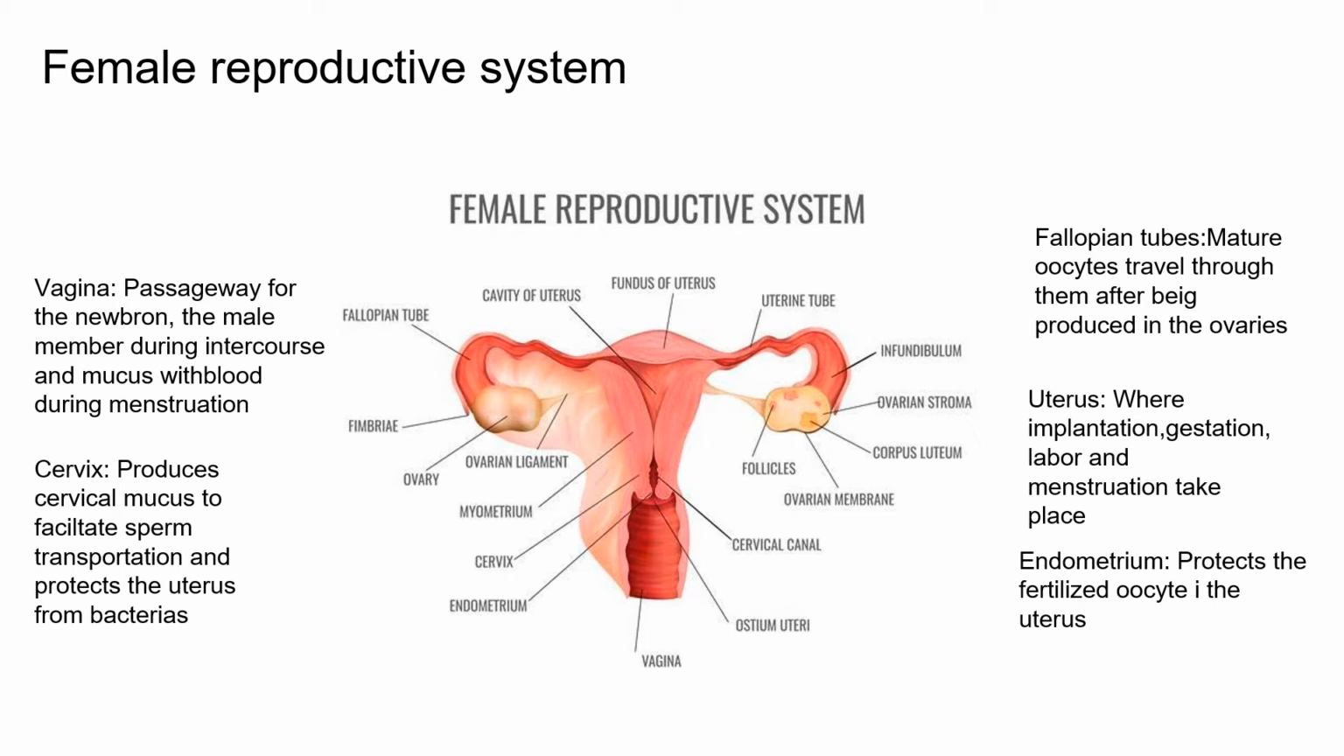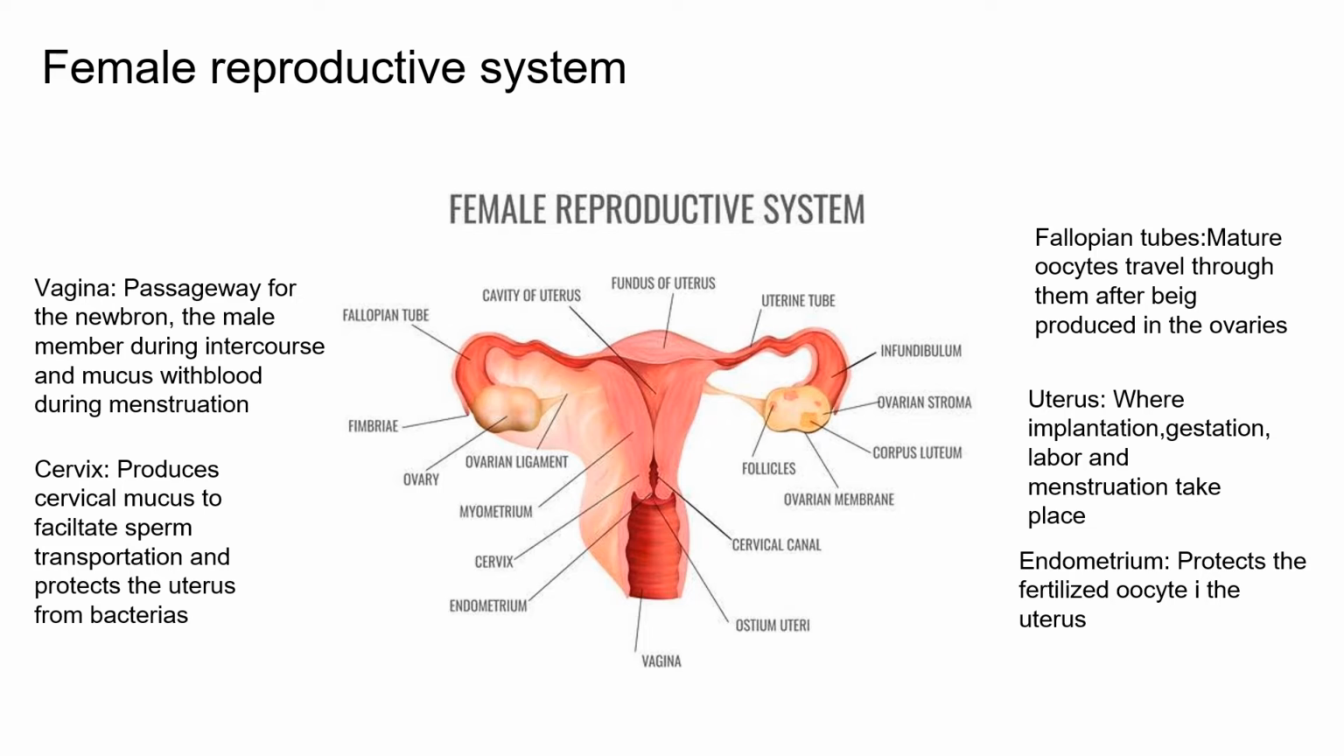Hello, I am Alain, and just like Roberto said, I'm going to explain the female reproductive system. The inner layer is composed of the fallopian tubes that are passages for mature oocytes, and they travel through them after being produced in the ovaries.